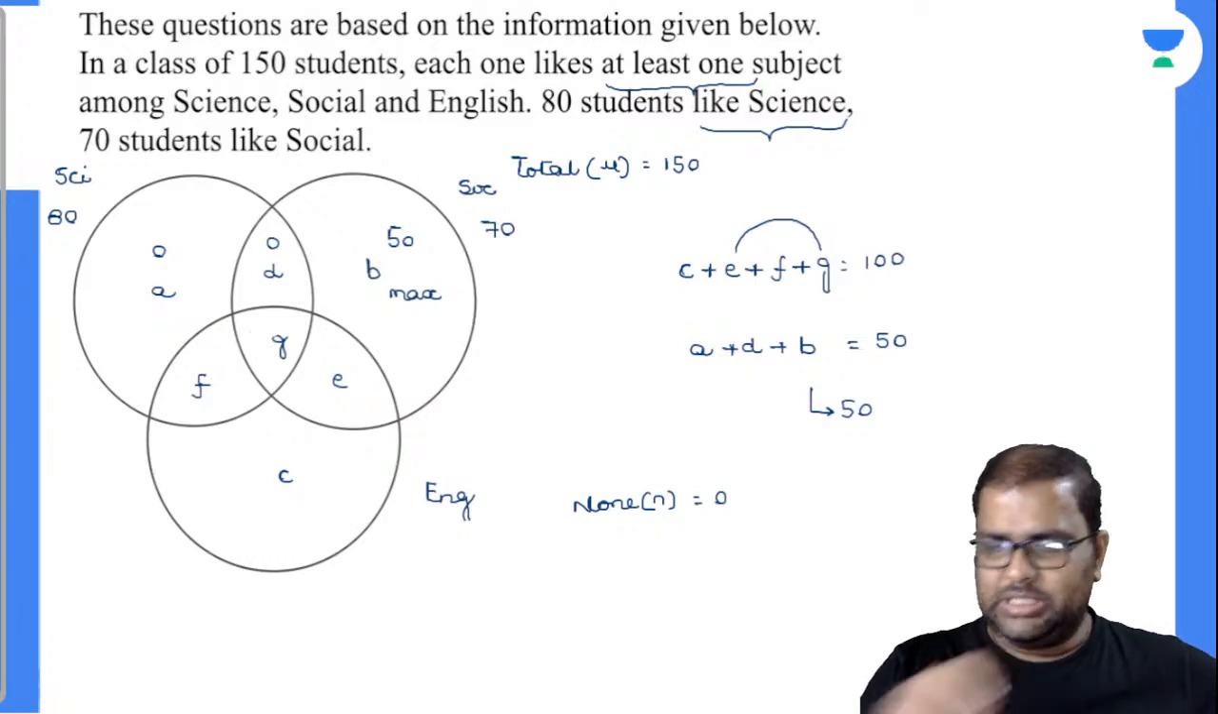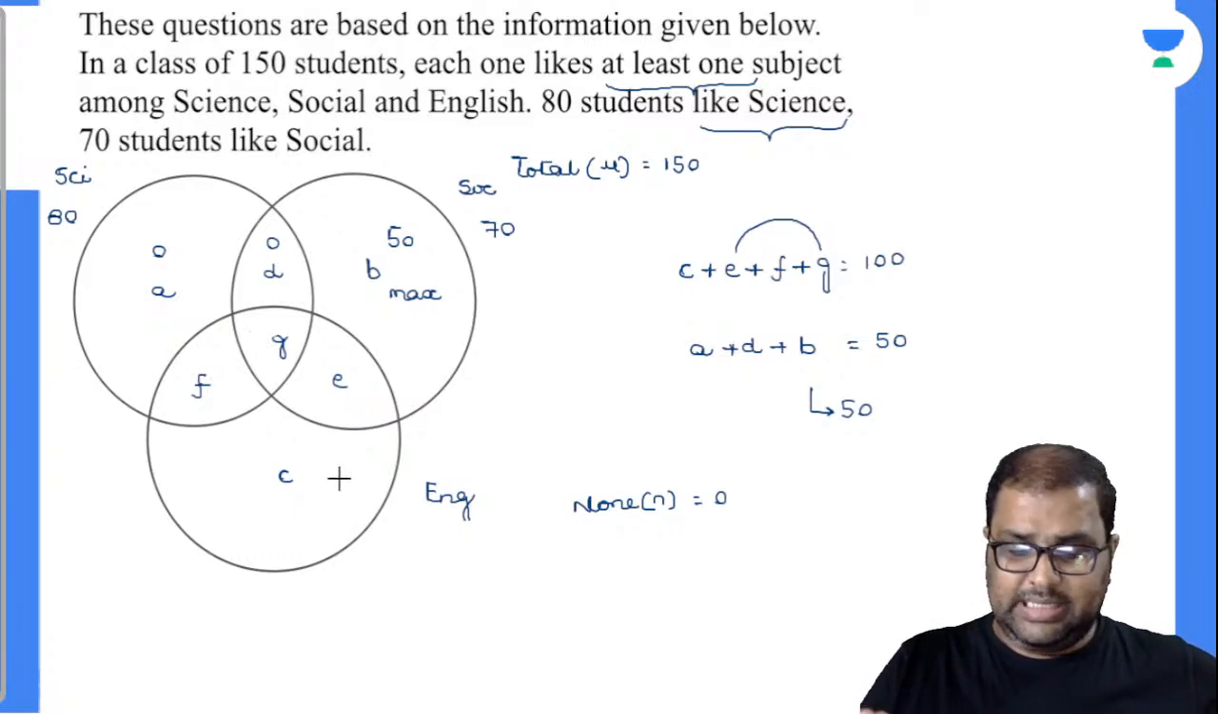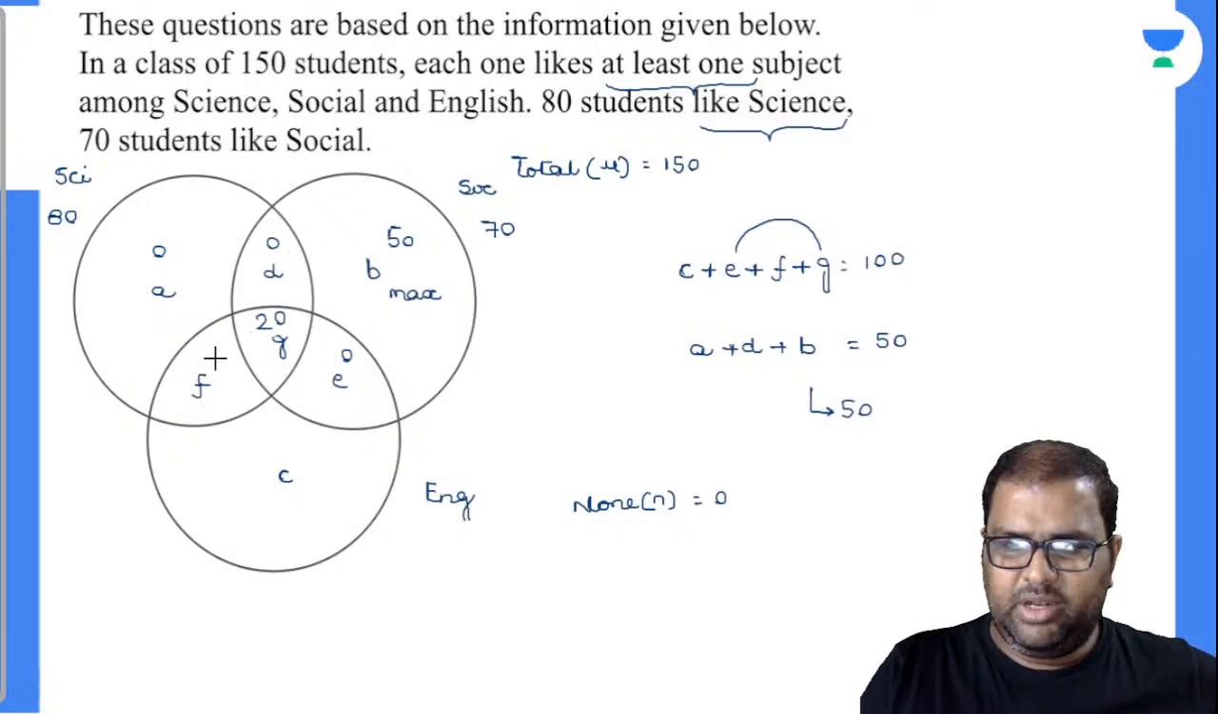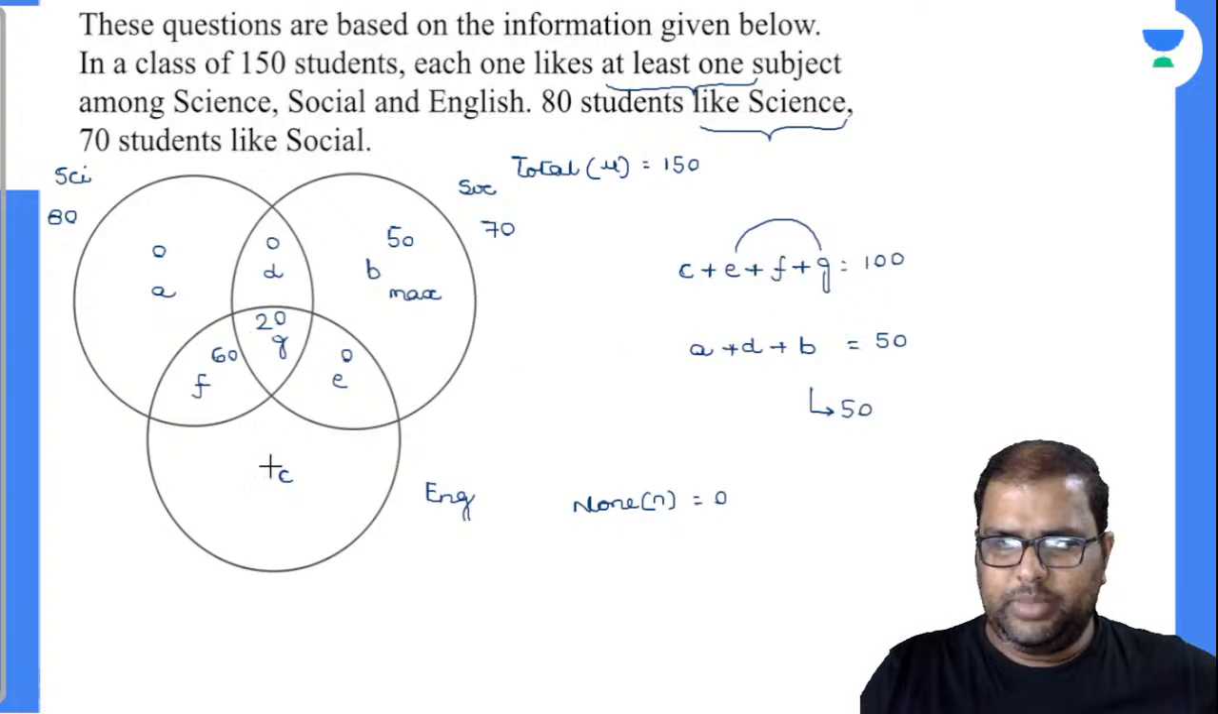So am I right or wrong? Yes, 20. As I said, I will give G 20 because it will balance all three circles. Now I'll give G 20 so that my A value will be 0. Perfectly done. So my F value will be how much? 60, because 80 now, and this has to be 100. 60 plus 20. This has to be 20.